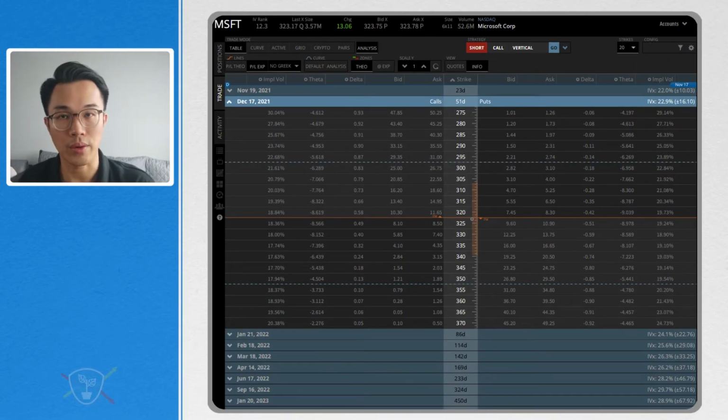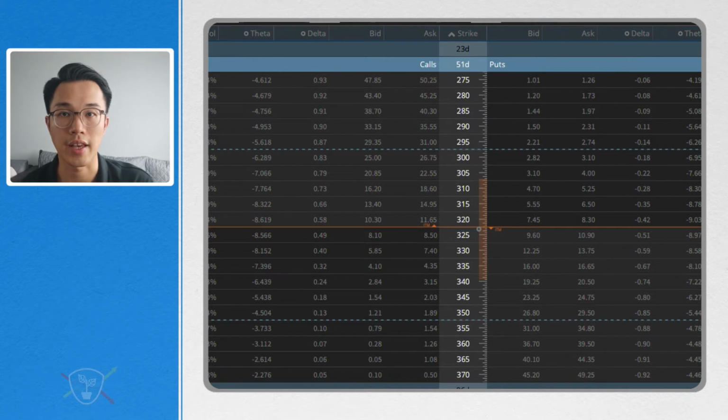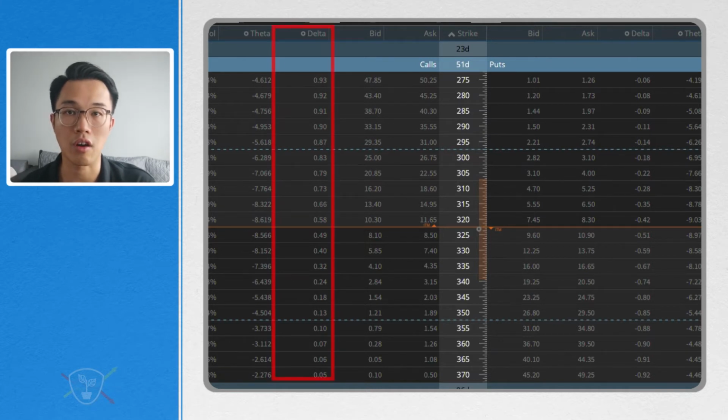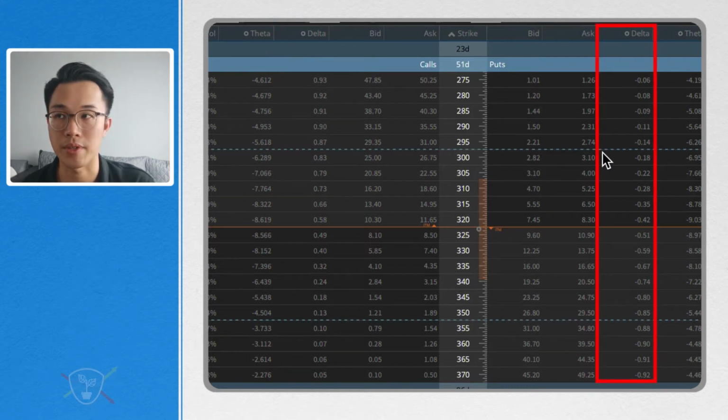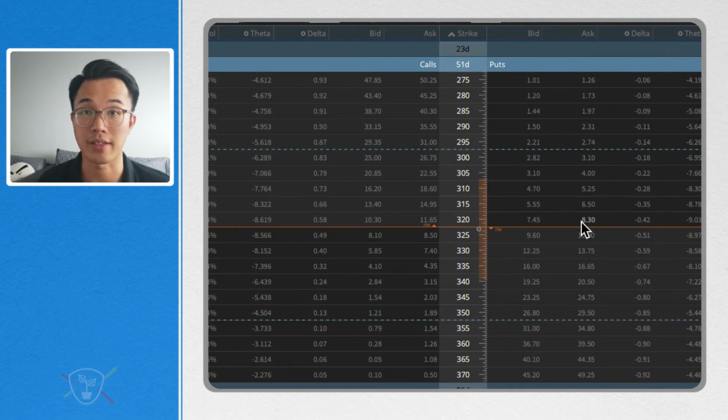Alright, so let's take a look at the options chain for Microsoft. What we're looking for is the column that has the heading delta. This column represents the delta for the call options, and this column represents the delta for the put options. Delta is the most basic of the option Greeks, so it should be there. Your broker should provide you with this column. If you can't find it, maybe you want to play around with some of your settings. And if you really can't find it, then it might be time to change brokers.